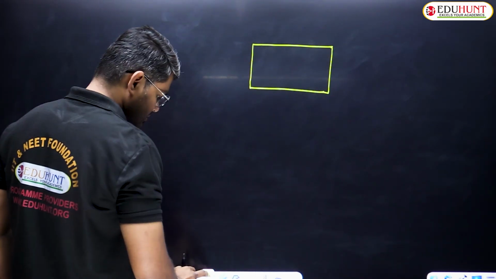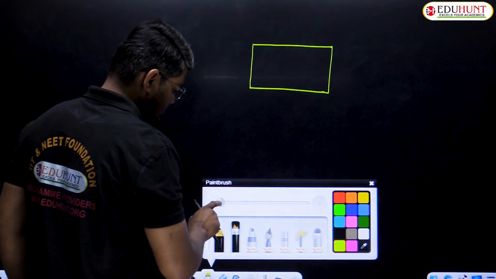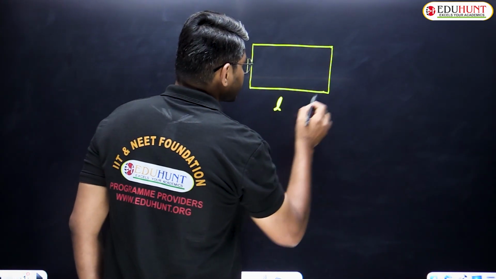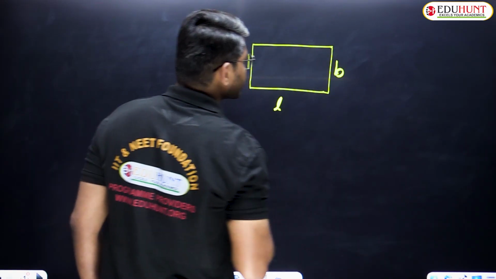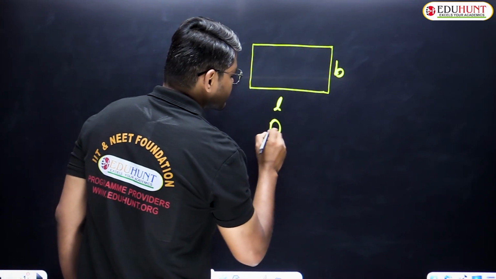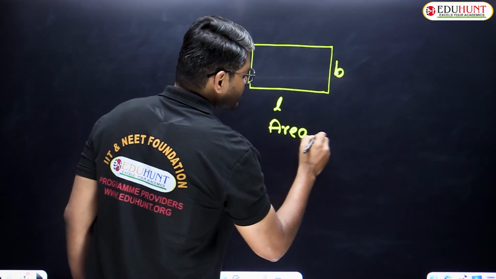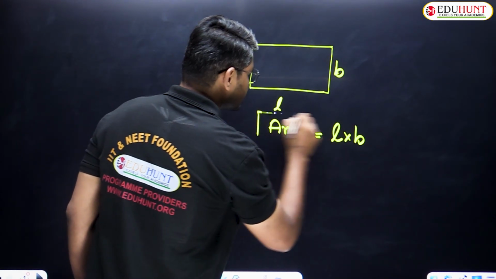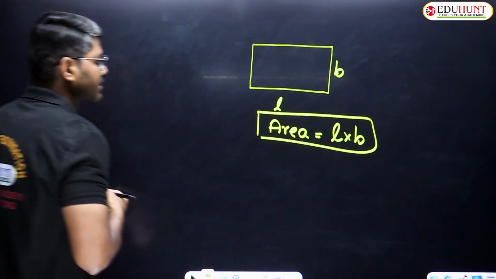It's a rectangle. This is called length. This is called breadth. So, area of a rectangle is equal to length into breadth. This is the area of a rectangle.